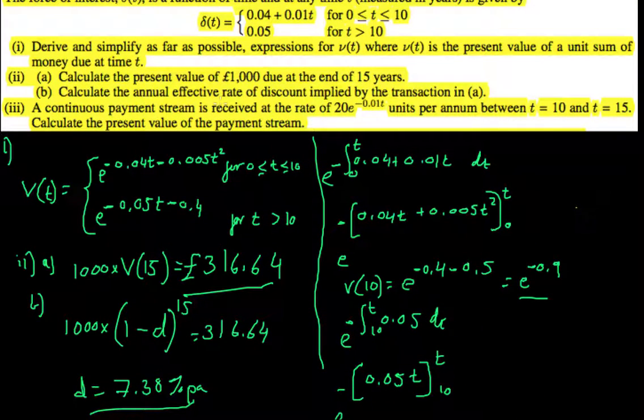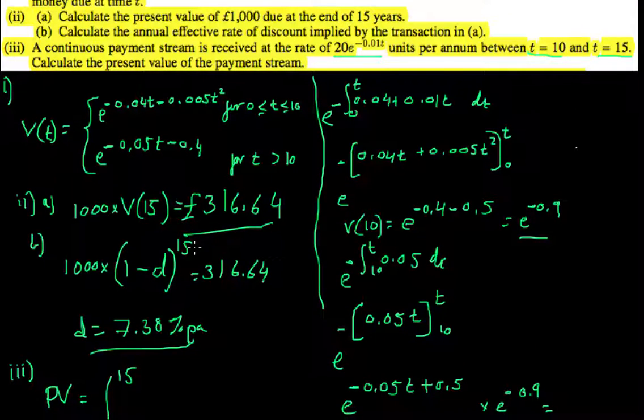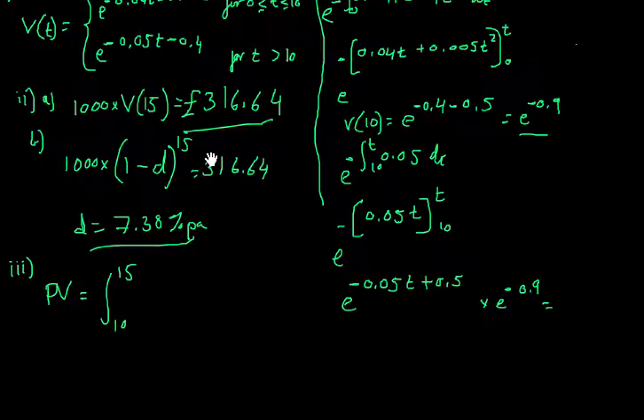So a continuous payment stream is received at a rate of 20 e to the negative 0.01 t units per annum between t equals 0 and t equals 15. Calculate the present value of the payment stream. So how do we find that? Well, the present value is equal to the integral between the time frame given, 10 to 15 years, multiplied by rho of t, and in this case, rho of t is 20 e to the negative 0.01 t, and that's multiplied by v of t.